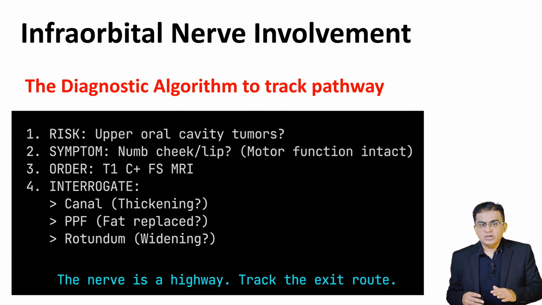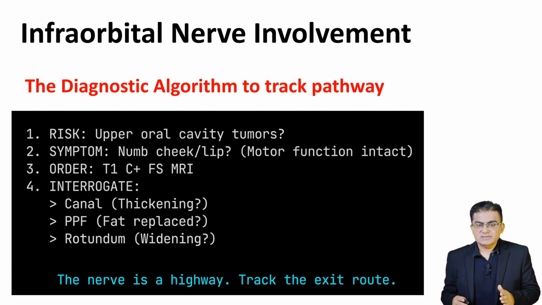Let us pull this all together into a rapid diagnostic algorithm for your daily practice. Step 1. Identify the risk. Is it an upper oral cavity tumor? If yes, go for step 2. Check for symptoms. Do they have numbness in the cheek with intact motor function? If yes, step 3. Order the right test, which is a T1 post-contrast fat-sat MRI.